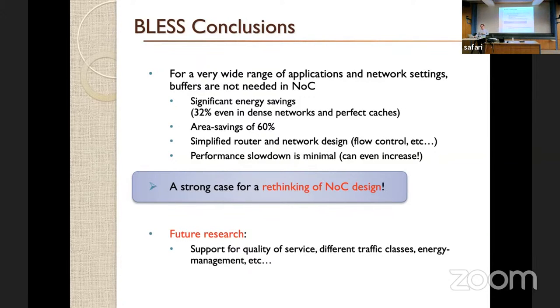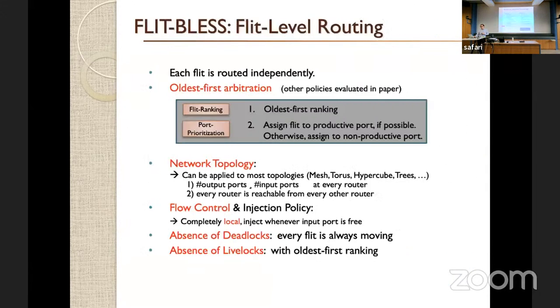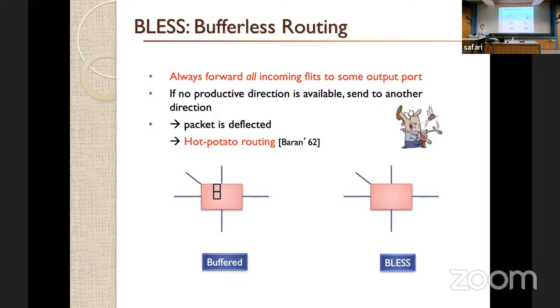You use the word flit, right? Okay, a flit is a piece of the packet. So consider these two flits. In the baseline, one of them goes and one of them is buffered. In this case, one of them wins the arbitration, and the other one goes here. But there could be multiple flits at the same time doing that. This is just an example of two flits contending for one output port.